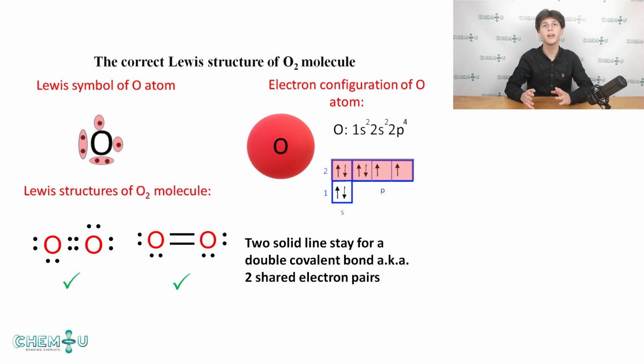Pay attention that we have an octet of electrons around each of the oxygen atoms. 2 electron pairs are common, which means that we have a double bond. Let's substitute the corresponding pair with 2 solid lines that stand for a double bond. I hope that everything is clear now.